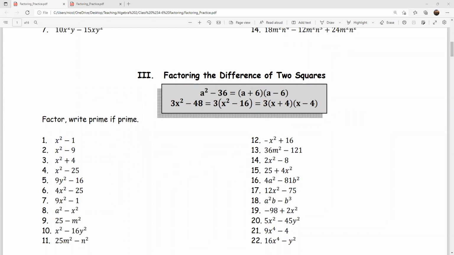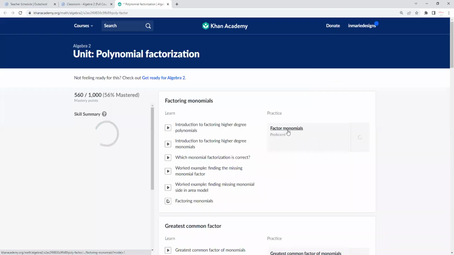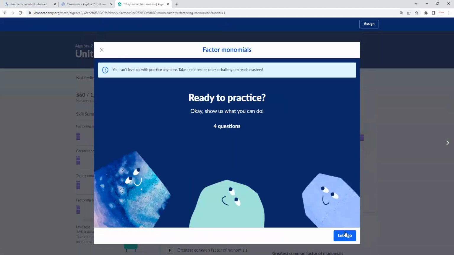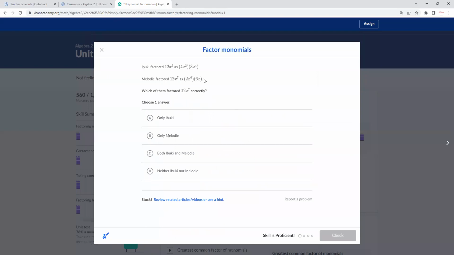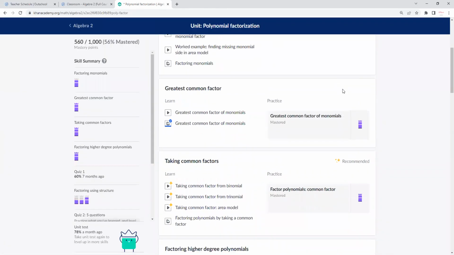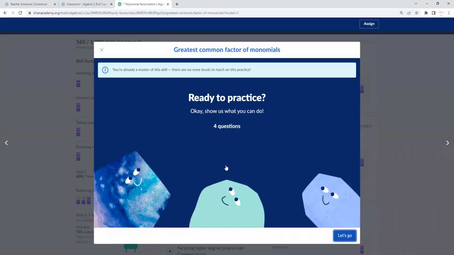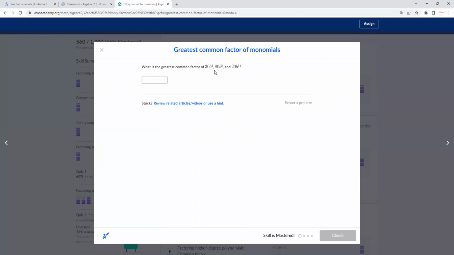Let's switch over. The beginning of the Khan Academy unit goes to factoring monomials, meaning find the GCF. Which one of these are factored correctly? So monomials are one term. Look, greatest common factor of monomials, which is what we were just doing. For this one, what do they all have in common? 10b squared, and etc.